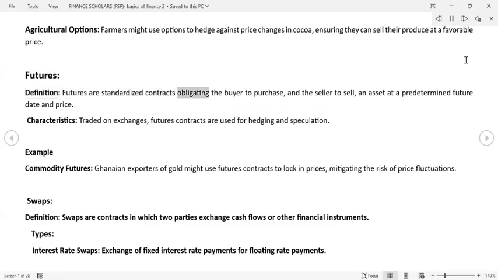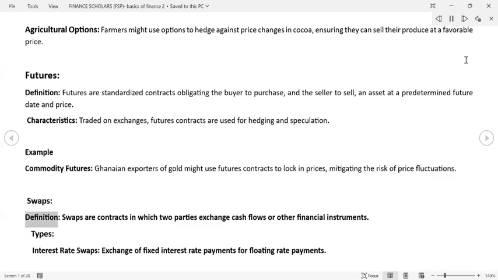Futures. Definition. Futures are standardized contracts obligating the buyer to purchase, and the seller to sell, an asset at a predetermined future date and price. Characteristics. Traded on exchanges, futures contracts are used for hedging and speculation. Example. Commodity futures. Ghanaian exporters of gold might use futures contracts to lock in prices, mitigating the risk of price fluctuations.